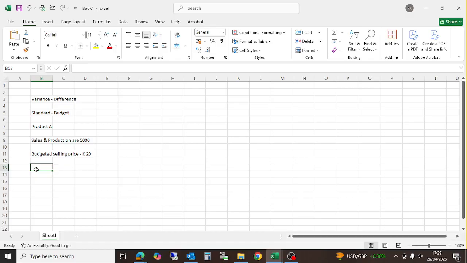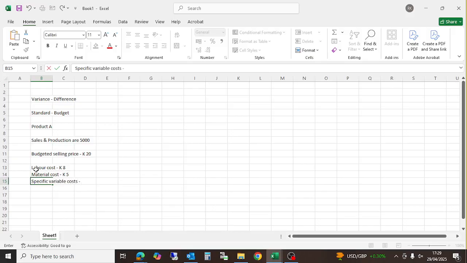So let's say we incur labor costs. Let's say we incur a labor cost of 8 kwacha, and then we have a material cost of 5 kwacha, and then we have specific variable costs.